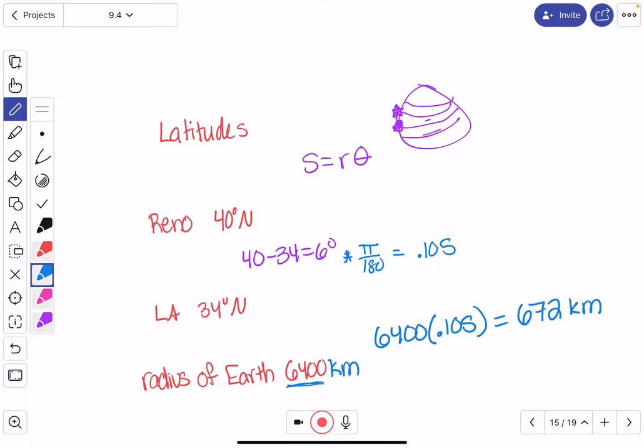Now, it didn't come out even. I had to round. That's fine. But it's just to show you, you can use latitudes and this formula to find distances on Earth.